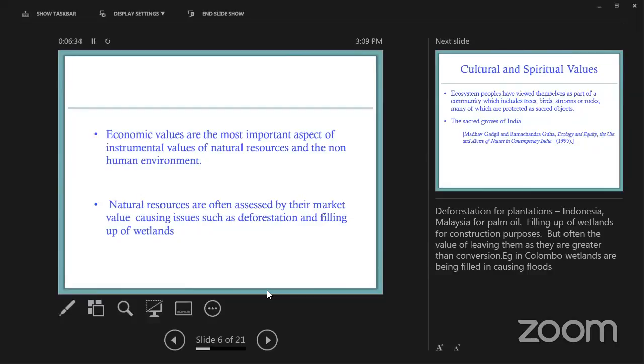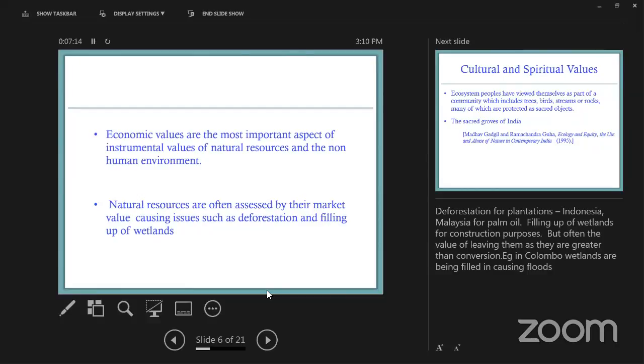But very often, even from an economic point of view, the value of leaving these resources the way they are is often greater than conversion. For example, in the city where I live, Colombo, there has been a lot of filling of wetlands and marshes around Colombo. And in recent years, this has caused massive flooding.